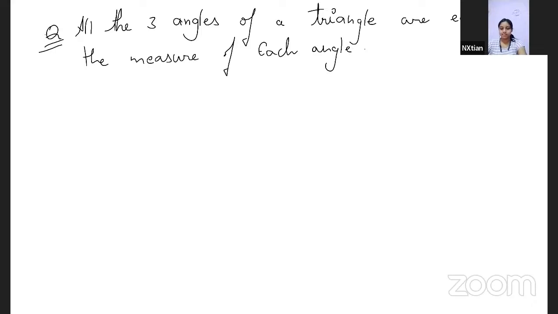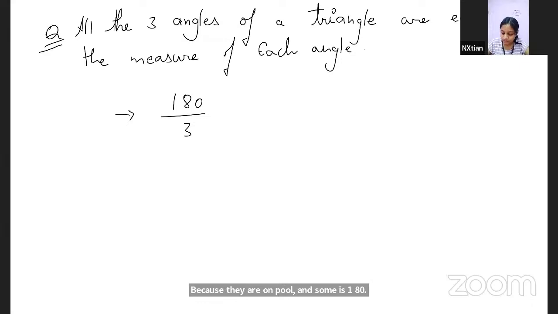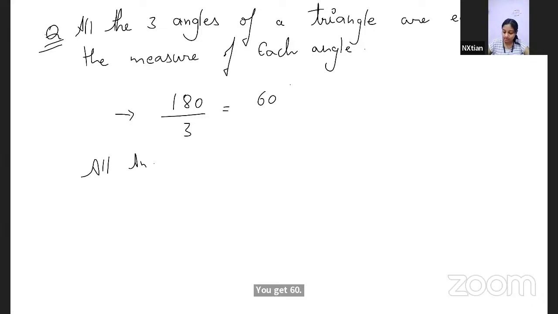Ma'am, 60. Yes, 60. Very good. Because they are all equal and sum is 180, we can divide 180 by 3 and we get 60 degrees. Okay. So all angles will measure 60 degrees.